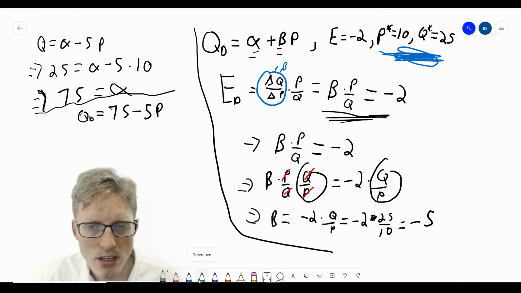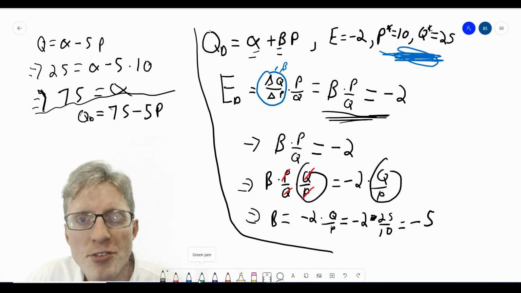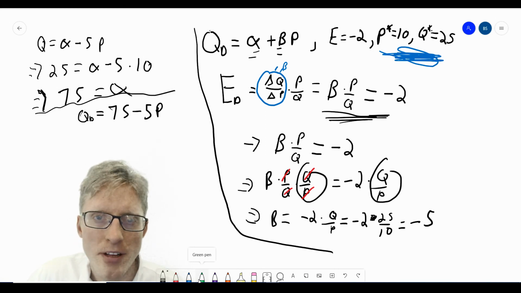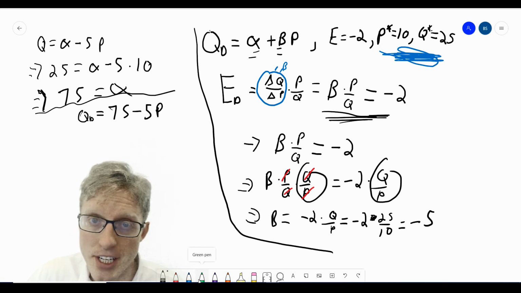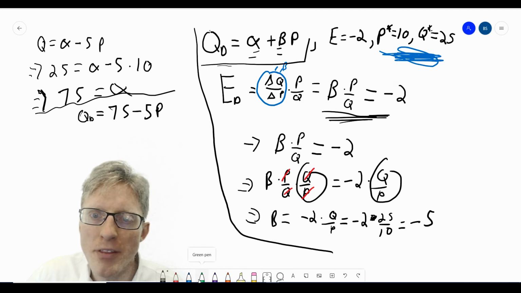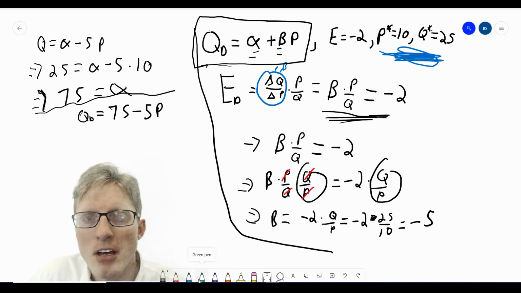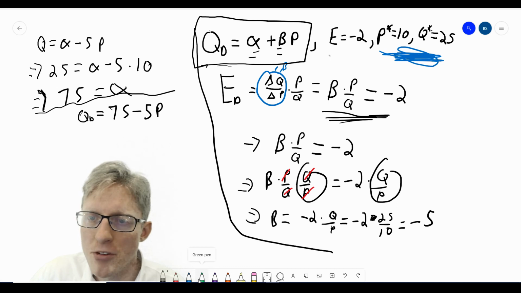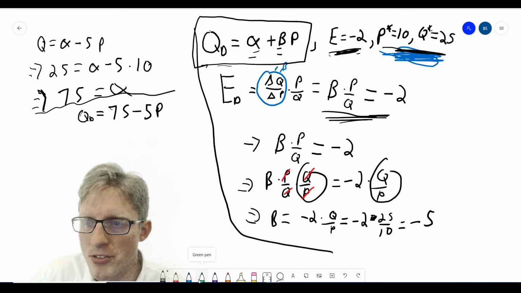Just to reiterate, we started with one assumption, that demand was linear. We didn't know what alpha and beta were, but we assumed that we knew the functional form of demand, that it was linear. We also assumed that from some source, like financial reports, you were able to get the elasticity of demand measured at the equilibrium price and quantity, which we assume is also available from some source.